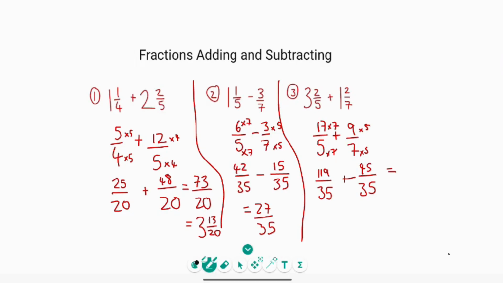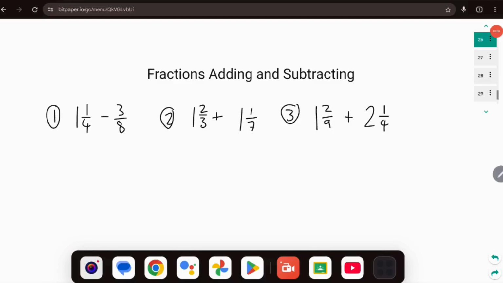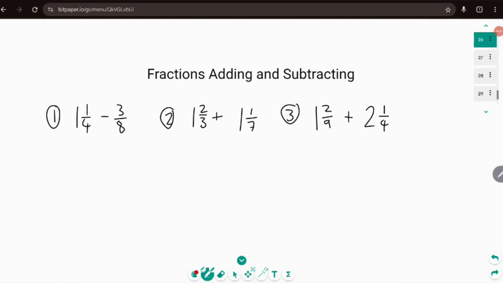Let's add them together. 164 over 35. Let's change it back into a mixed number. So 35, 70, 105, 140 is 4. And the remainder is 24. Go at these three yourself, put me on pause and press play when you're done.